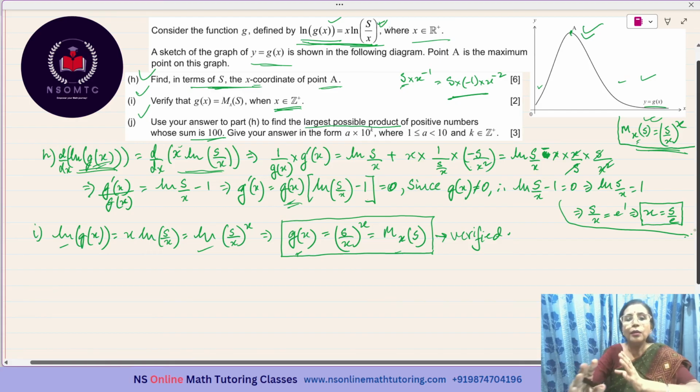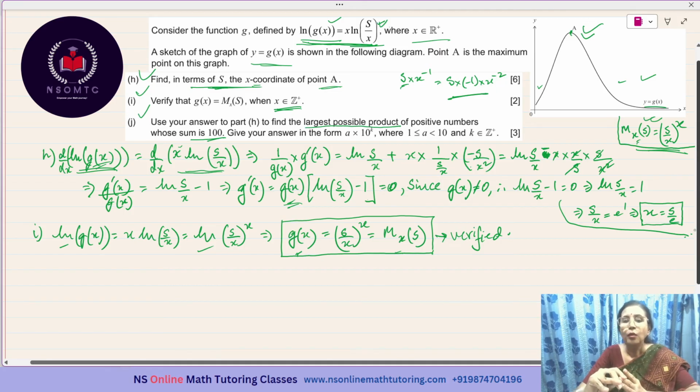Okay. So to find the largest possible product of positive numbers whose sum is 100. Give your answer in the form of a times 10 to the power of k, where a is greater than or equal to 1 but is less than 10, and k belongs to the set of positive integers.